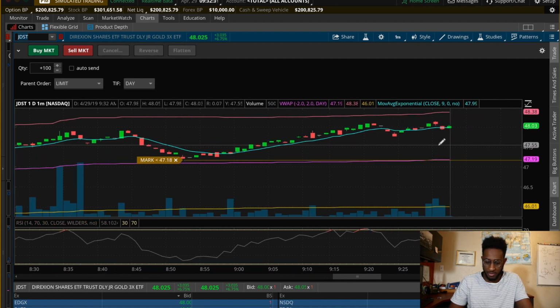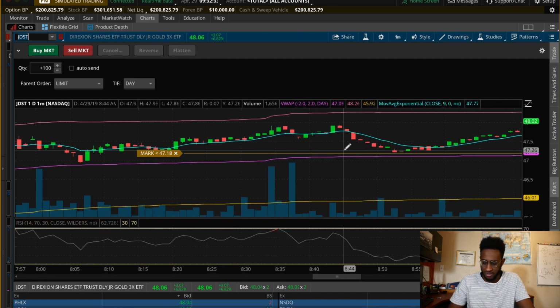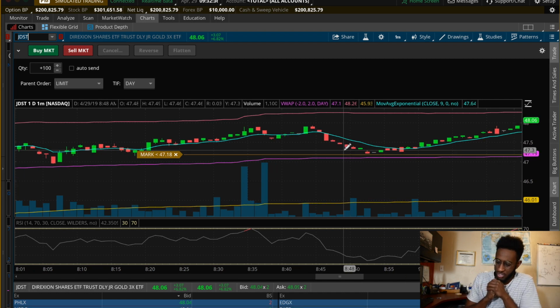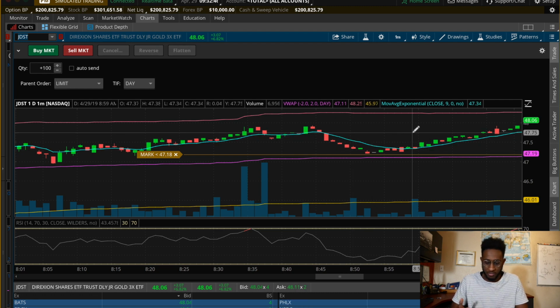And as you can see, it kept going up, kept going up. So I think I took a 100 share position, and it wasn't exactly 1%, it was like 0.97% gain. So obviously not a bad trade. I'm still going to look for some more trades, but this is what I've got going for now.